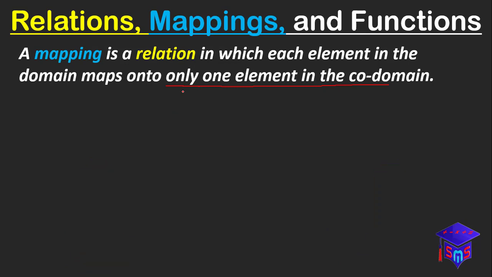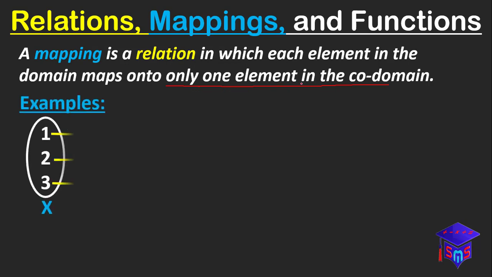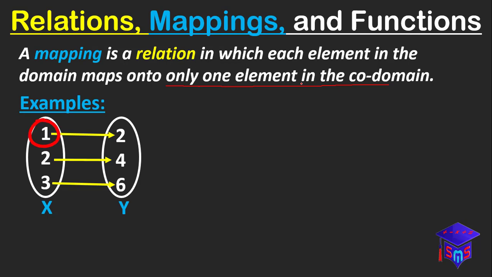Alright, so a mapping is a relation in which each element in the domain maps onto only one element in the codomain. Now for example, this is a good example of a mapping. In this example, each of the elements in the domain maps onto only one element in the codomain. So 1 is mapping to only 2, 2 is mapping to only 4, 3 is mapping to only 6.